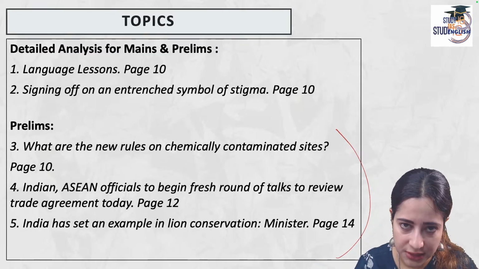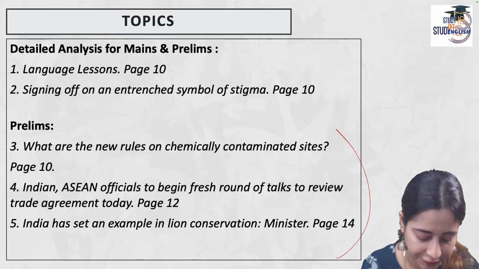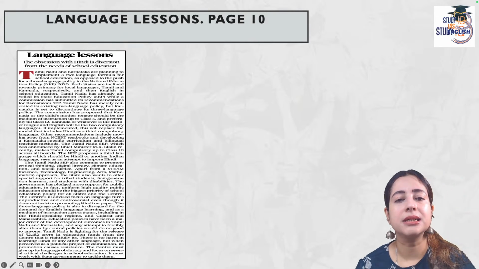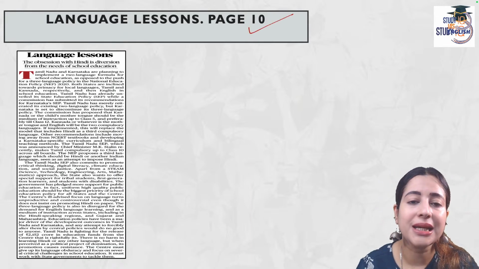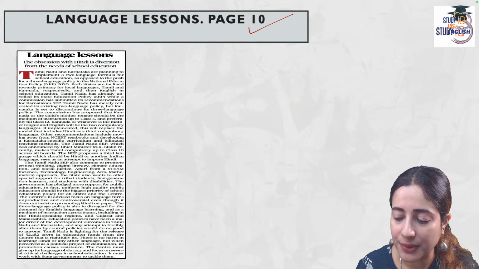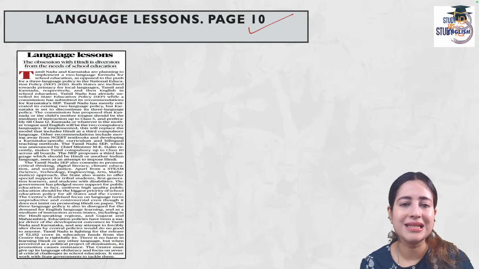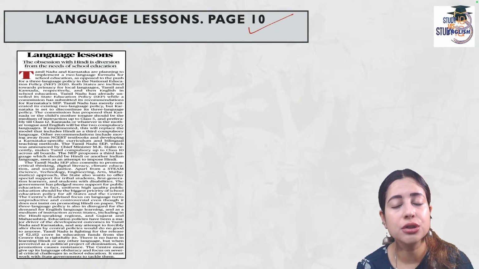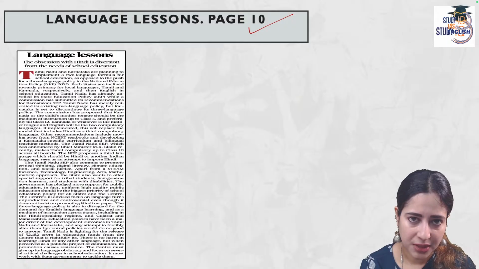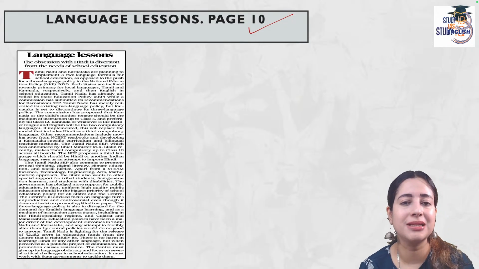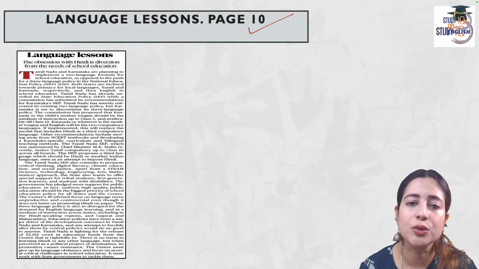So now let's get going with the first article for the day, that is the mains article taken from page number 10. What does the article talk about? Before we begin understanding or analyzing any newspaper article, it's important to do a topic mapping. So, which GS paper or which topic of the UPSC syllabus does this article associate with?